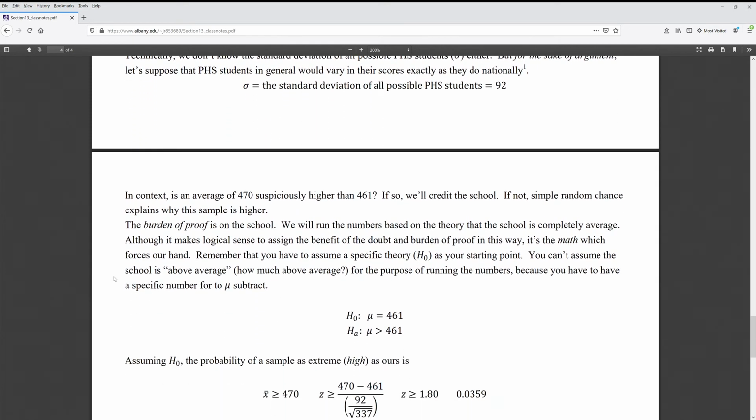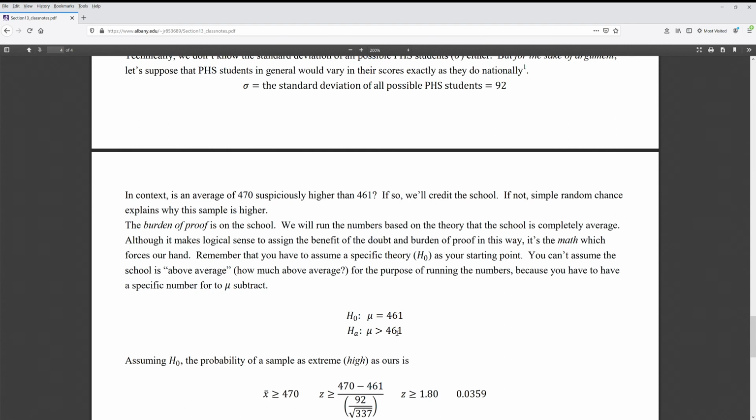Notice the burden of proof is on the school. This kind of makes sense in the real world, but it's the math that tells you that. Either it is plausible that the average for all possible students at this school is 461, or we have evidence that the school is above average, that on average all possible students would get a score higher than 461. How much higher? We don't know. The school could be a little above average or a lot above average, but that's vague and not the kind of thing you can assume.